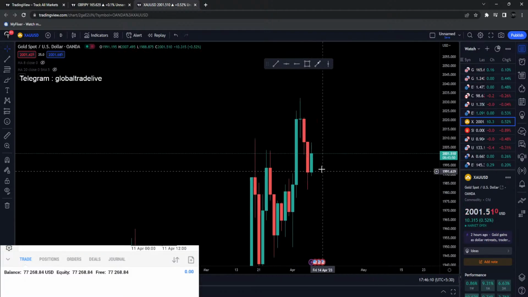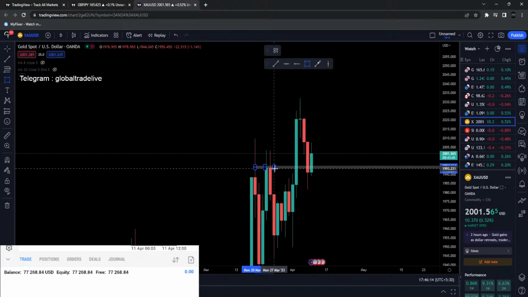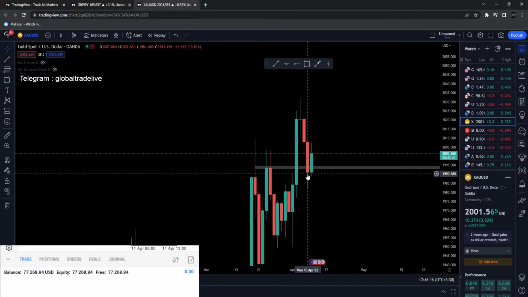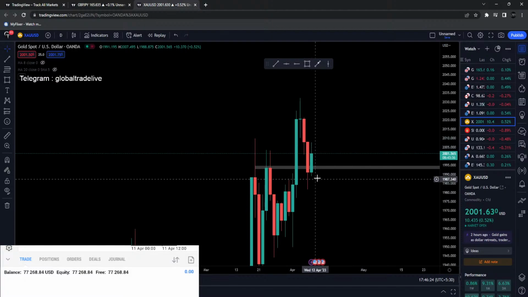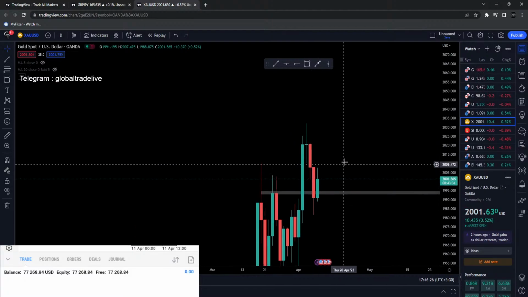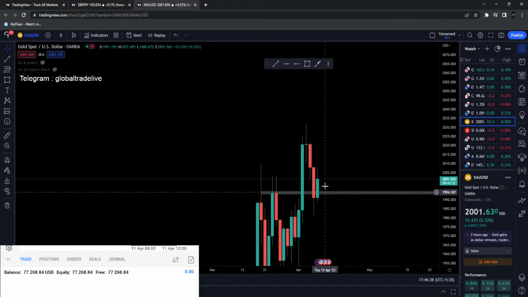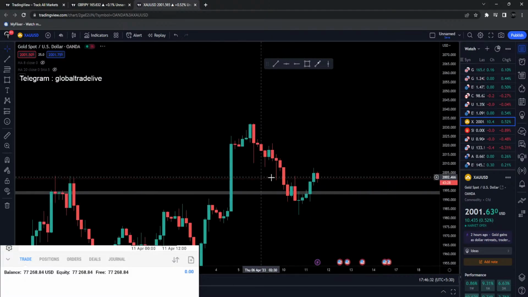Also, if we talk about the daily time frame, let me draw a support over here. Yesterday's candle closed below this area. Now today's candle is moving all the way up, so it might reject the higher prices and continue to move down again. So I think we need to wait for this candle to close, and after that we can see what we can do.